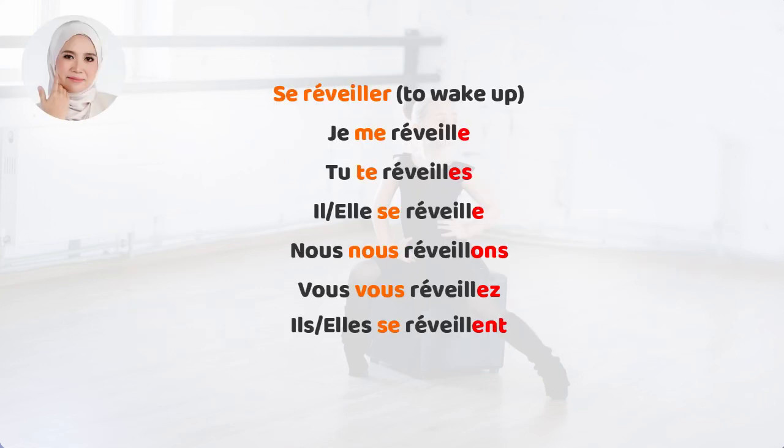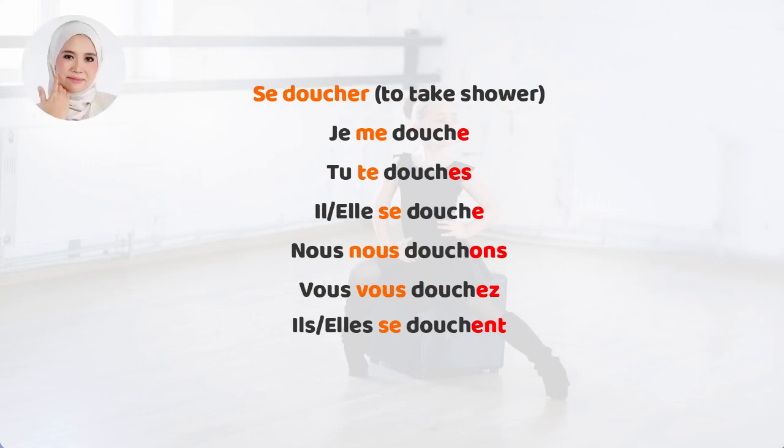Now let's look at the full conjugation of a few pronominal verbs in the present tense. So you have here se réveiller, to wake up. Je me réveille, tu te réveilles, il, elle se réveille, nous nous réveillons, vous vous réveillez, ils, elles se réveillent. So this is the first one. The second one is se doucher, to take a shower. Je me douche, tu te douches, il, elle se douche, nous nous douchons, vous vous douchez, ils, elles se douchent.